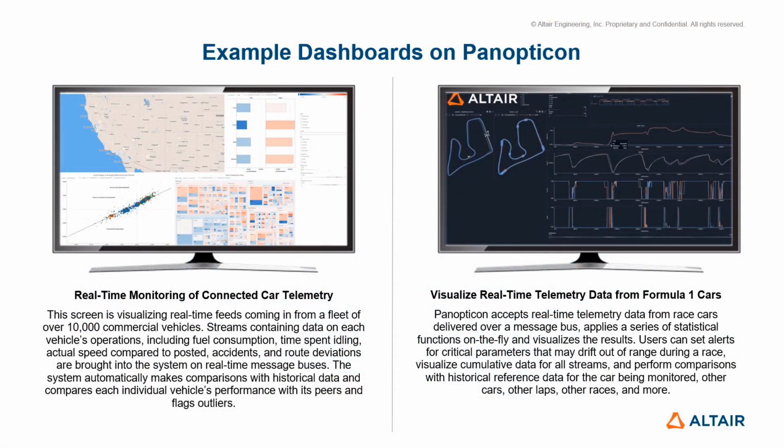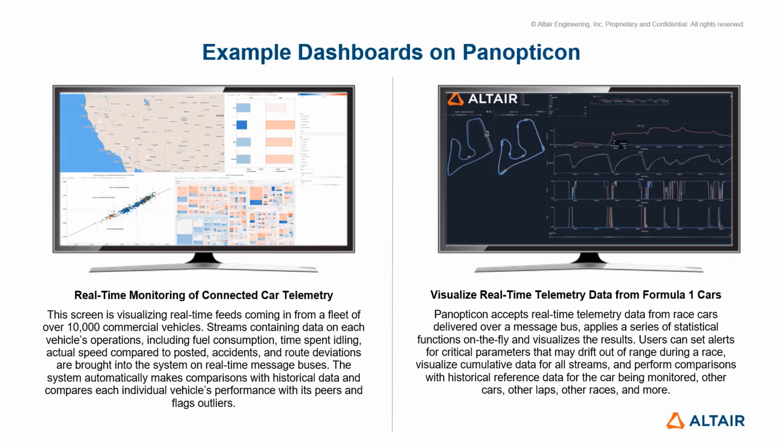On the screen now, we can see the kind of dashboards we can build using the data visualization tool Panopticon. On the left side is a dashboard wherein we can monitor over 10,000 commercial vehicles, all in real time. We can check on their operation, fuel consumption, actual speeds, accidents, and route deviations using connected car telemetry. We can also make comparisons with historical data and compare each vehicle's performance with its peers and flag the outliers.